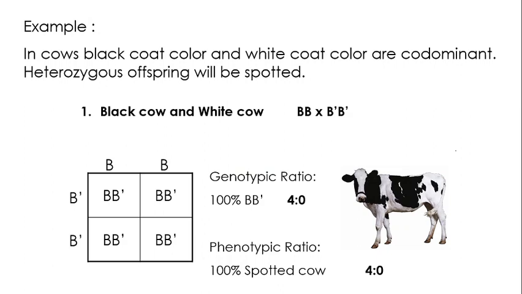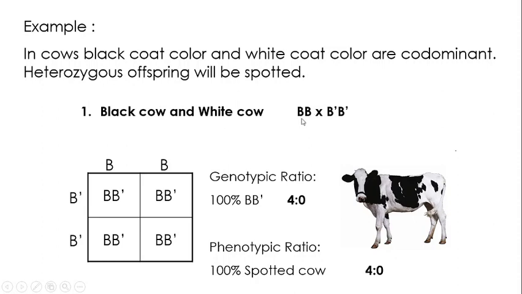So, let's have an example problem. In cows, black coat color and white coat color are co-dominant. Heterozygous offspring will be spotted. What if we cross a black cow and a white cow? So, their genotypes will be like this. BB without prime is for the black cow, and then B'B' will be the genotype for the white cow.